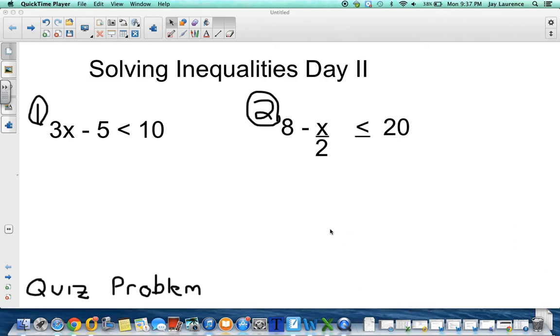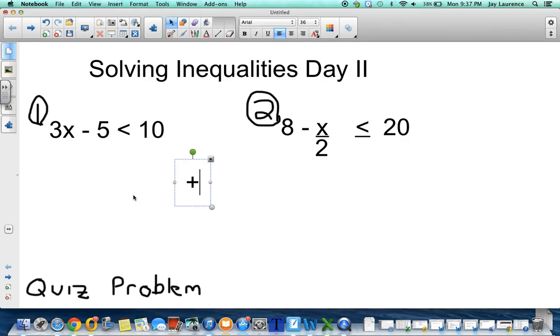All right, first off, let's talk about problem number 1 here. Now, I'm going to solve this inequality, which is going to be very much like solving an equation. It's going to be very much the same. And you can see I have 3x minus 5 less than 10. I know my first step is to add 5 to each side. Hold on a second. There we go, add 5.